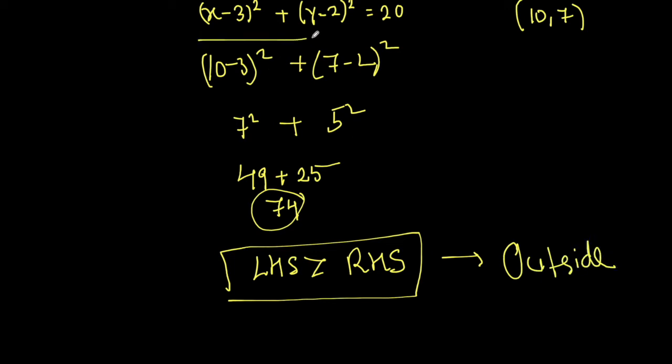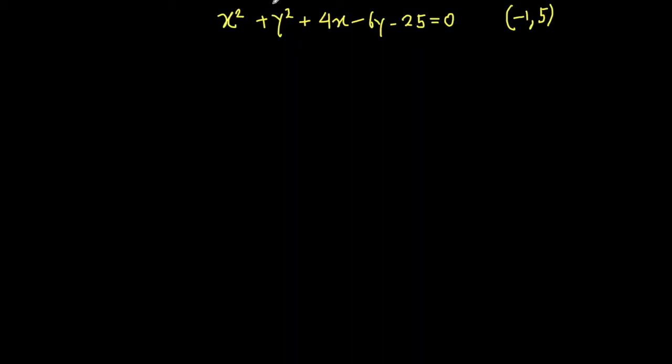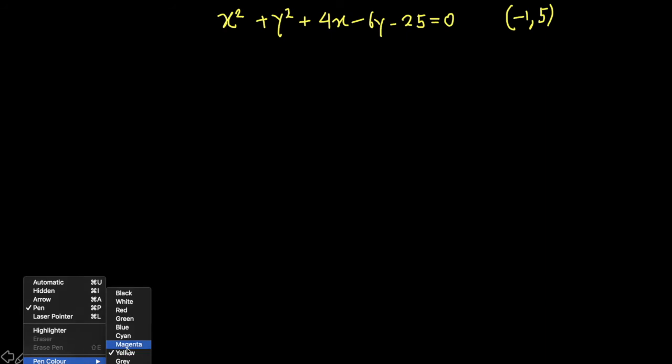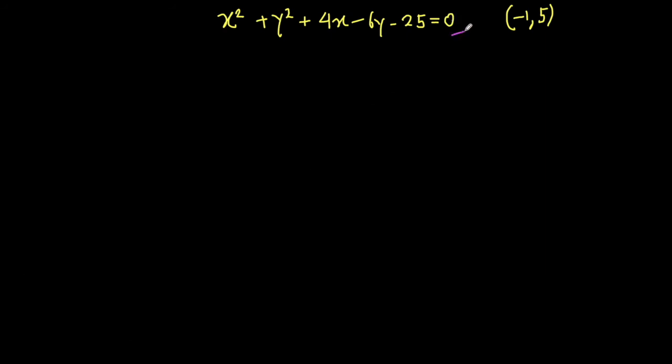Okay, so if this is greater than the right hand side, the point is outside the circle. Now let's take one more example. Let's do this one. Put x equal to -1 and y equal to 5 and check whether you're getting LHS greater than or lesser than RHS. Okay, and RHS is 0.